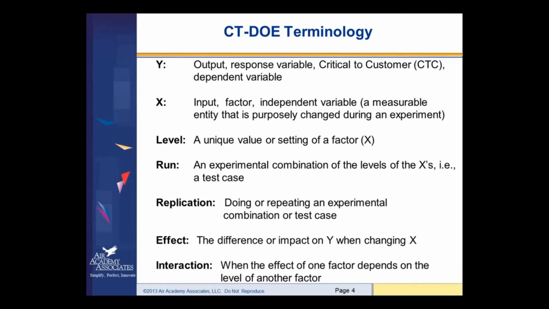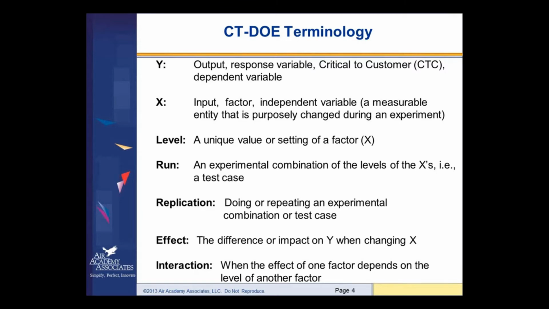Y's and X's have different names. Y's, they go by outputs, response variable. You might hear that term for a Y. Critical to customer in the Six Sigma DFSS realm. Critical to customer is a very important term, but it's a dependent variable. And we learned this in school a long time ago. Y values are dependent variables.